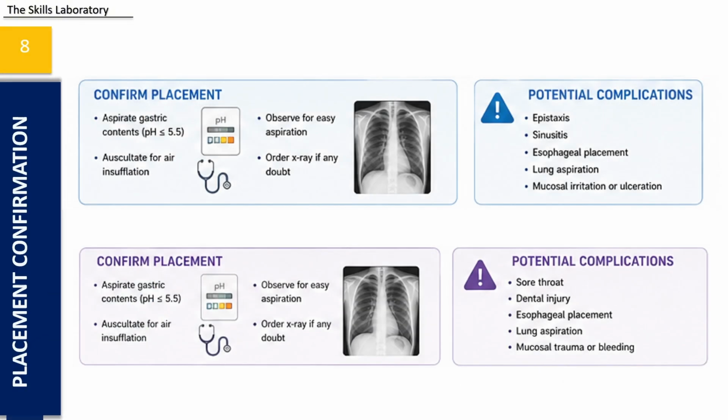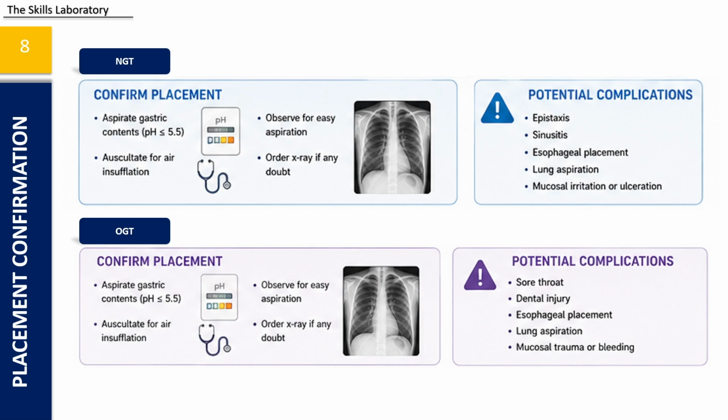Okay, so what are the things that we have to check after inserting the tube? You have to confirm your placement. Okay, you can use aspiration of the gastric contents by using the syringe or the aseptic syringe, and you test the pH. If the pH is 5.5 or below, then you are sure that the placement of the tube is correct.